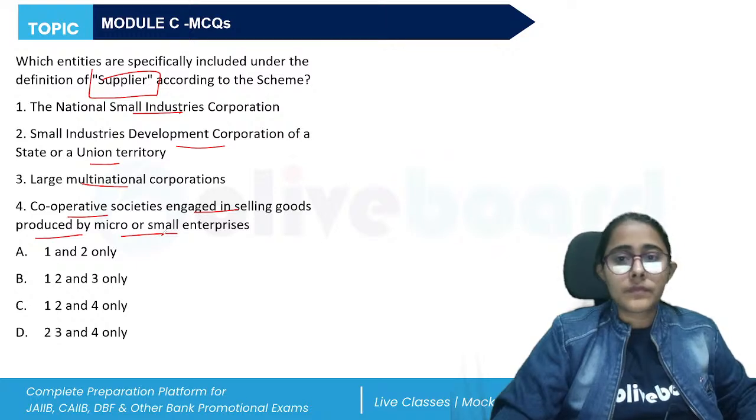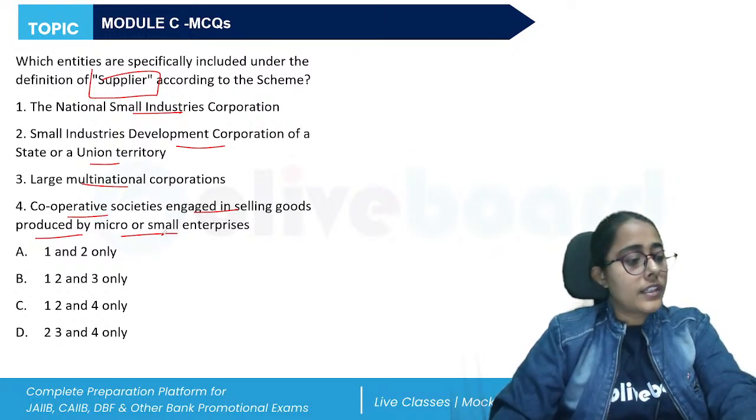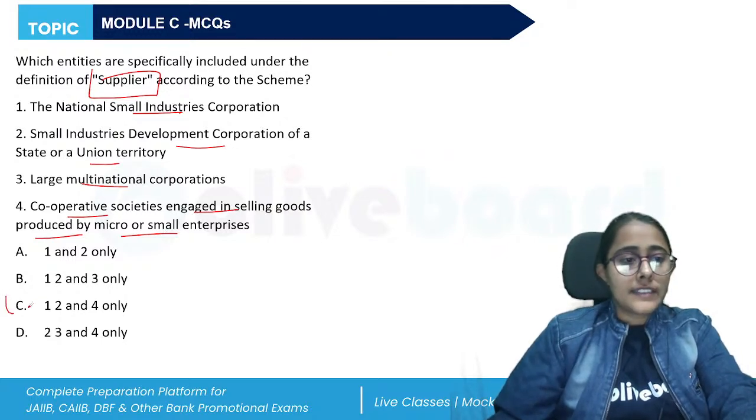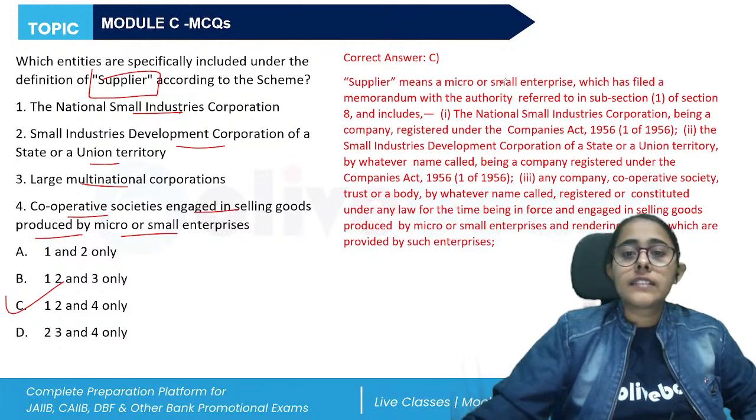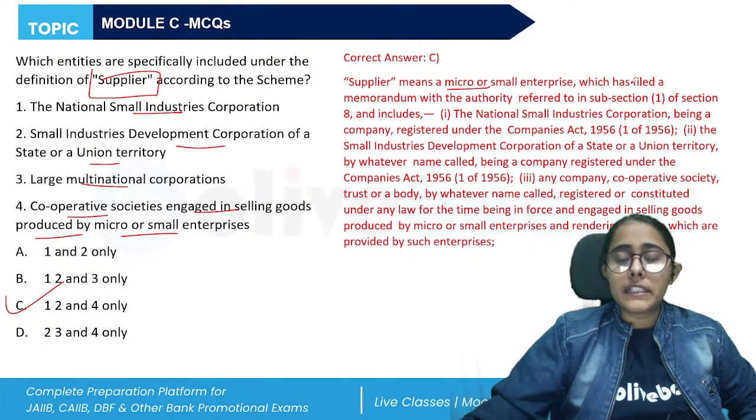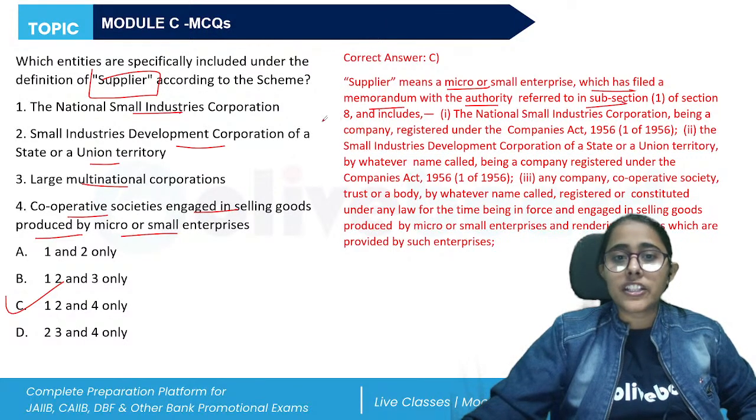Yes. So here the correct answer will be option C. Yes, option C, 1, 2, and 4. Supplier will mean a micro or small enterprise which has filed a memorandum with the authority that is referred to in subsection 1 of section 8.